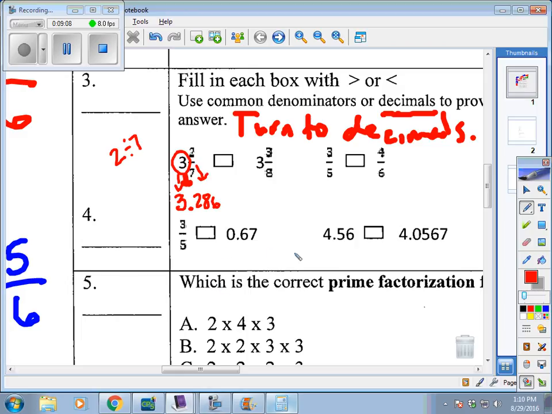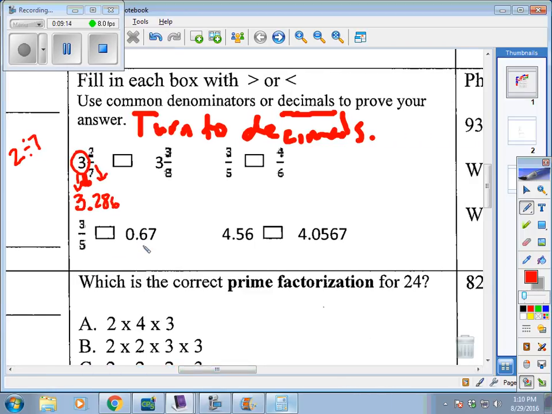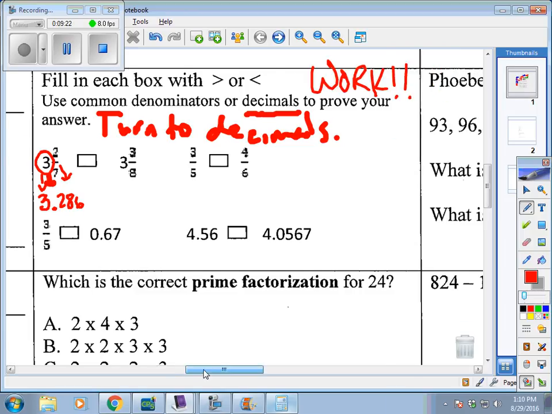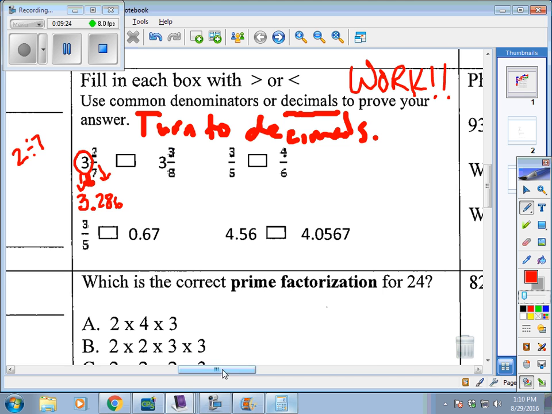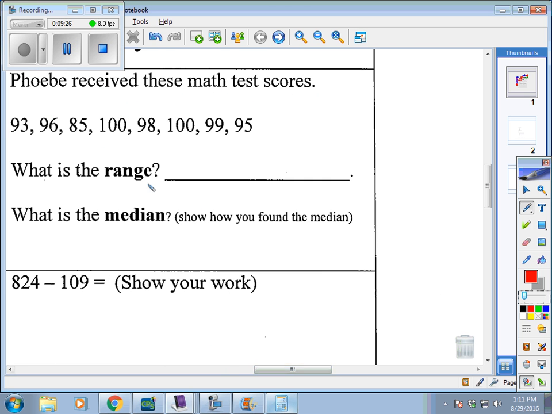Okay? These other ones are already decimals. This one down here, you'll have to show your decimal work on those, or the fraction work, but just turn it to decimals. Okay? So I would have to see work on this question. If you have no work, you will not get credit for this box. Remember, the whole box is worth 1 point. Okay? Range.